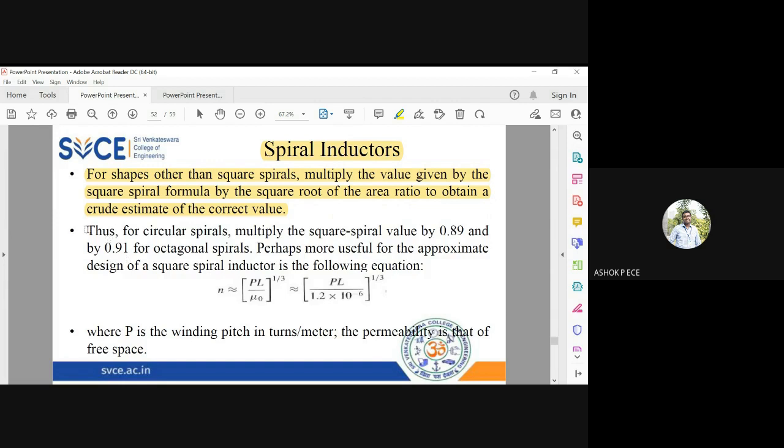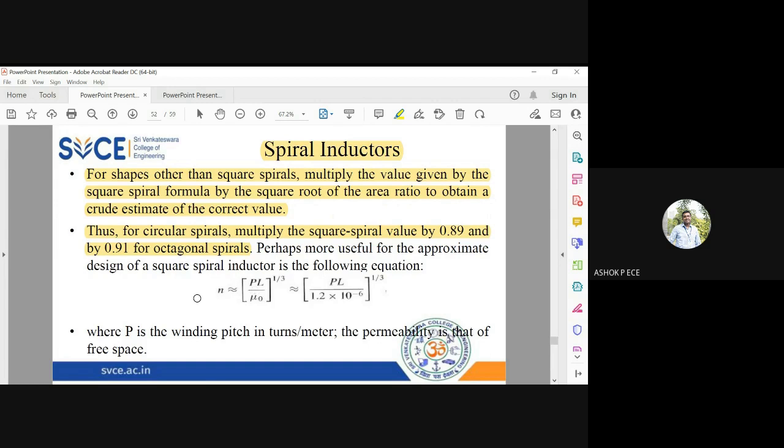Okay. So for circular spiral, you have to multiply the square spiral value by 0.89, and for octagonal spiral, you have to multiply by 0.91. Approximately, you can say they are 0.89 and 0.91. You can say they are approximately having the same inductance value, but lesser than the square spiral. So the most approximate value is going to be this. The equation is this one.